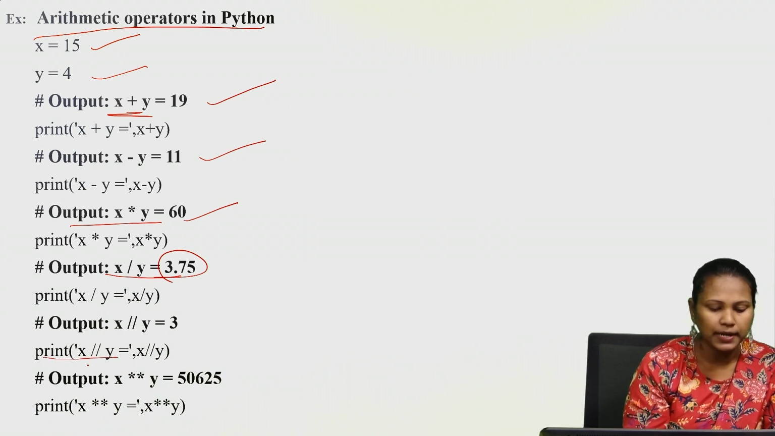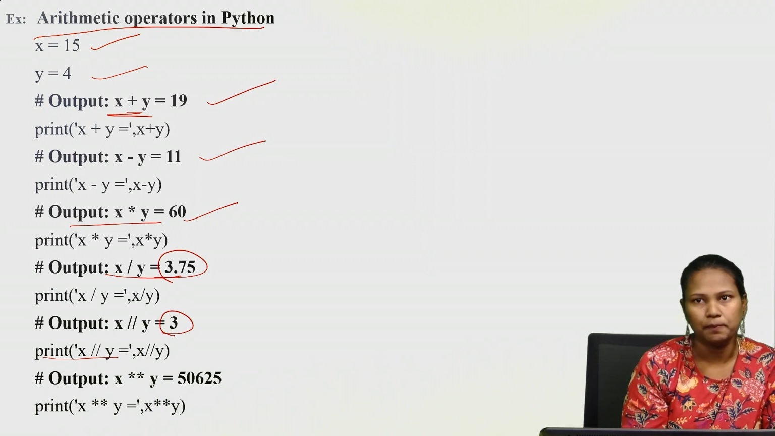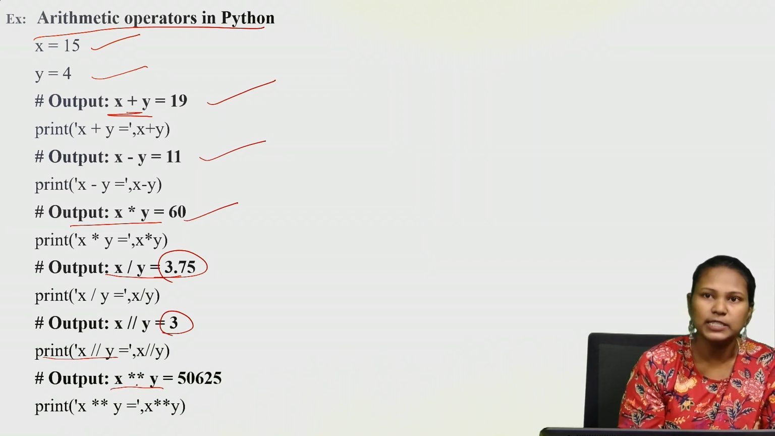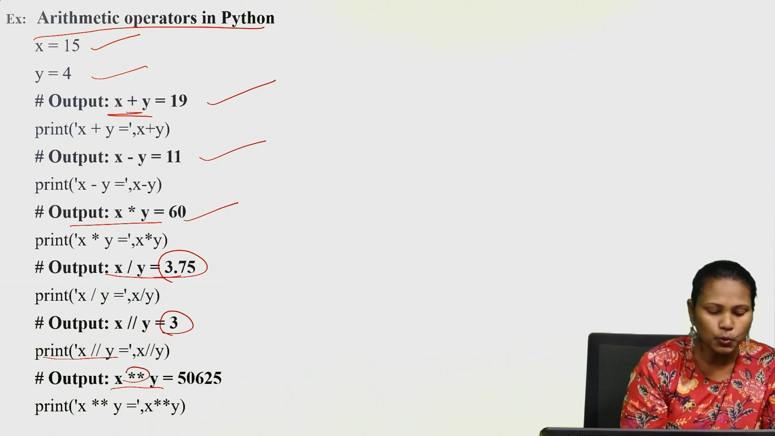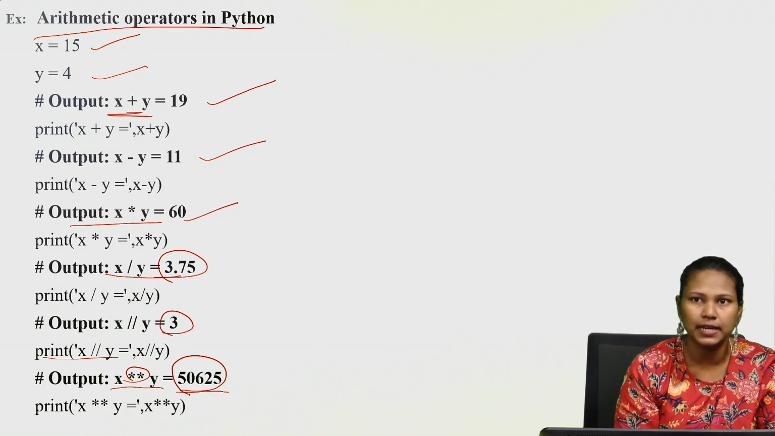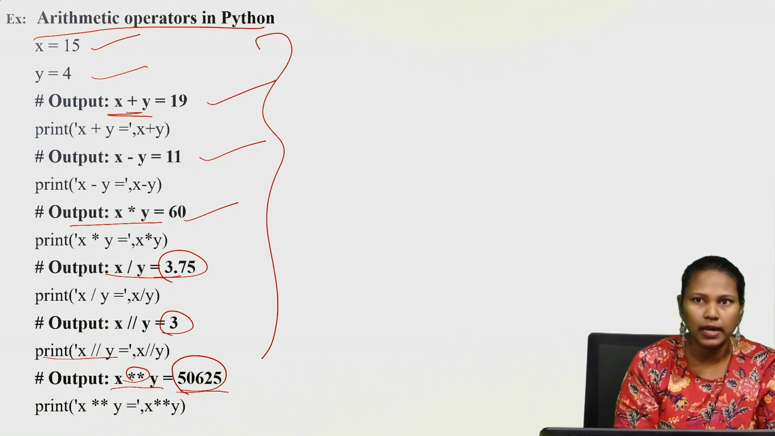The next one is the floor value. X divided by y will give the round off value 3, a whole number, the whole round off value. X power of y we represent with the two asterisks. 15 power of 4, so the value is 50,625. So, these are the arithmetic operators we have in Python.